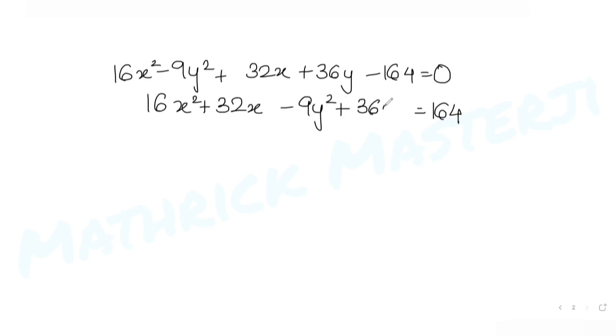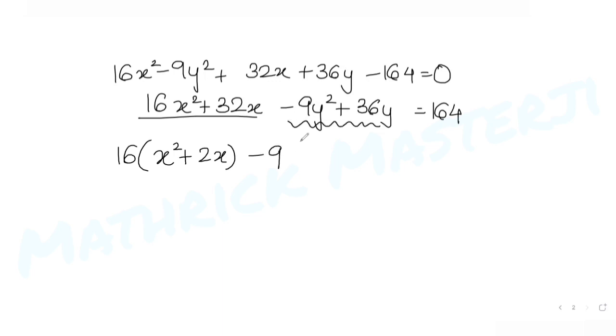Now, if I take out common factors from these expressions, from the first two terms I can see 16 is common. So I'm left with x squared plus 2x. From the next two terms, minus 9 is common, so I get y squared minus 4y, which is equal to 164.